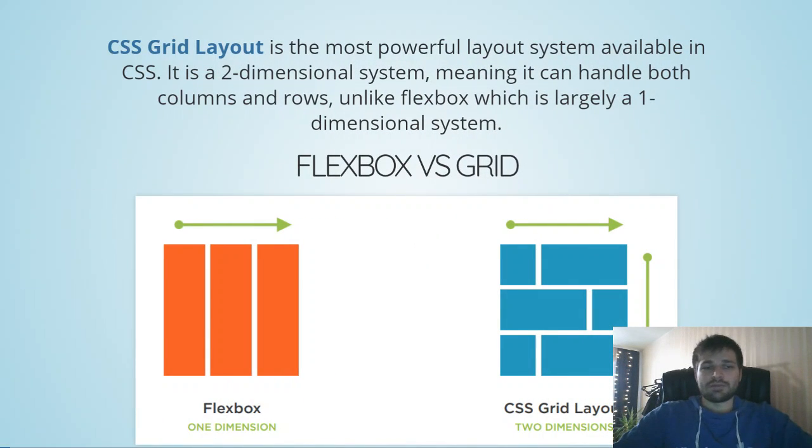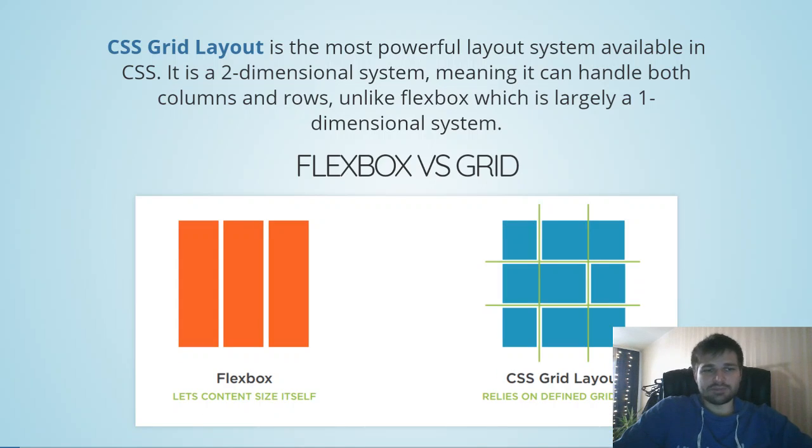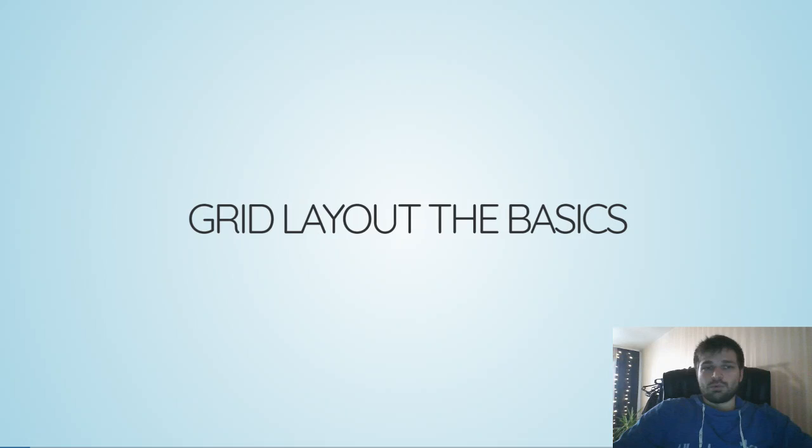Flexbox is a one-dimensional system, and CSS grid layout is two-dimensional. Flexbox lets content size itself. CSS grid layout relies on defined grid lines. What about CSS grid layout, the basics?